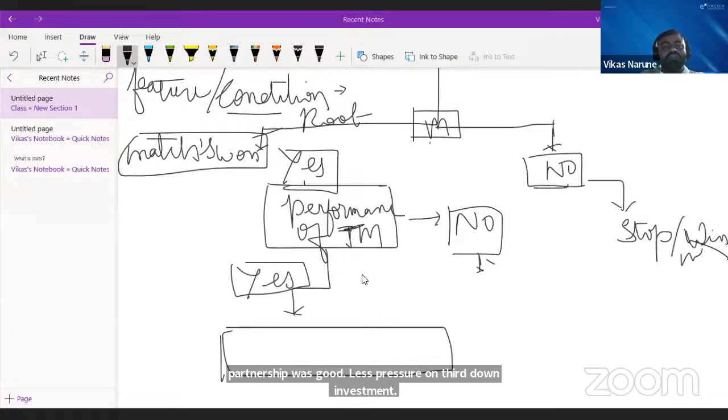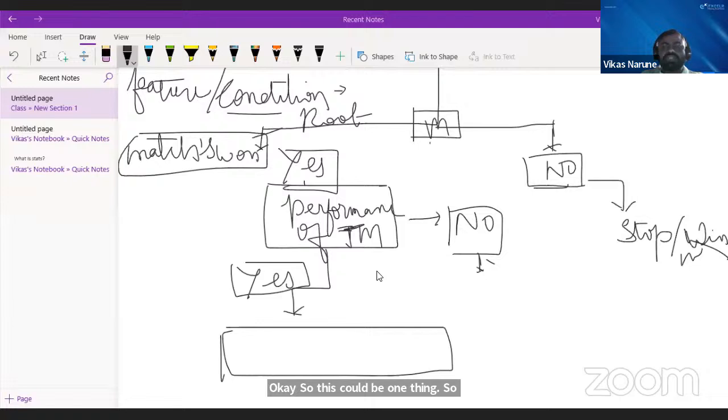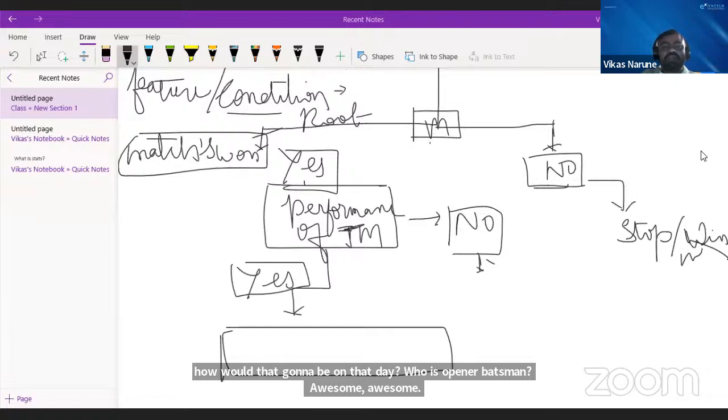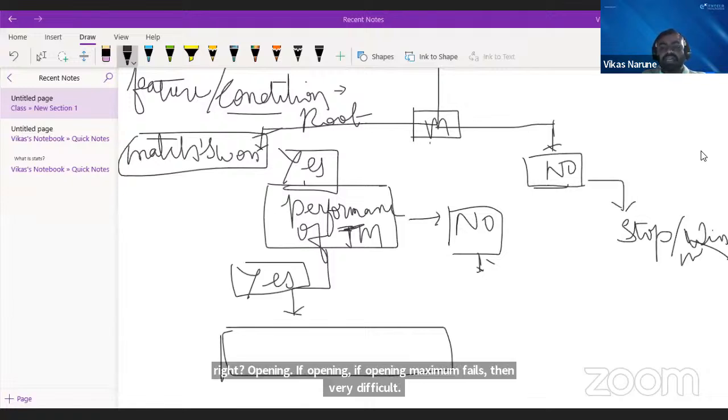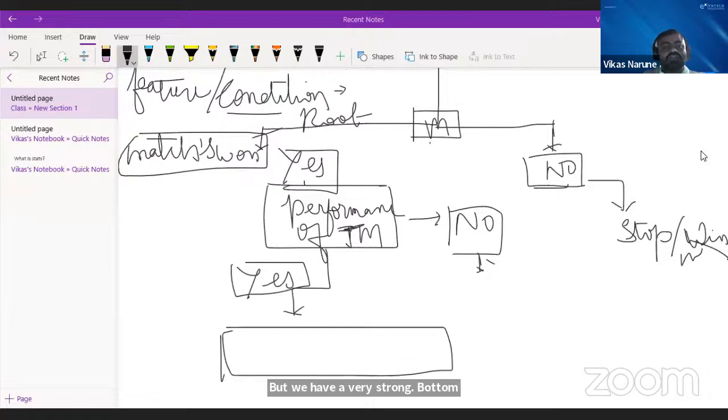So guys, please try to think about certain conditions: the pitch condition, the weather condition, the opponent team condition also. Please try to think in a versatile way, like the decision tree will think. So how is that going to be on that day? Who is the opener batsman? Awesome. Who is going to be the opening batsman? If the opening goes badly, then it is difficult, right? If the opening batsman fails, then it is very difficult. But we have a very strong bottom line. Our middle batsmen are very strong. We have a very strong batting line, so it will not matter anyhow.